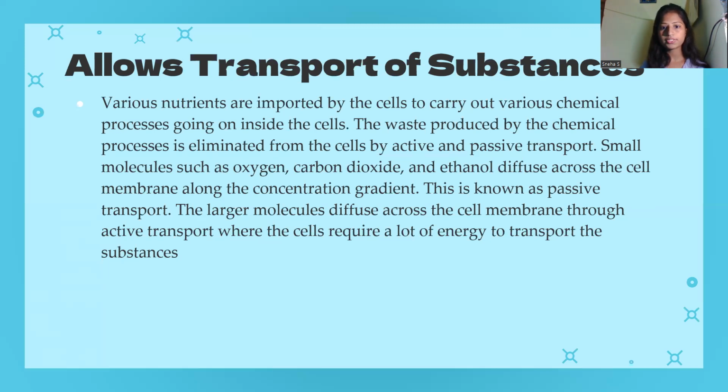Small molecules like oxygen, carbon dioxide, and ethanol diffuse across the cell membrane along the concentration gradient, that means from the higher concentration to the lower concentration, they just move. This is known as passive transport. Larger molecules cross the cell membrane through active transport, where the cells require a lot of energy to transport the substances. So in passive transport, the movement of chemicals is easy, but in active transport, the cell needs some amount of energy in order to transport the substances.